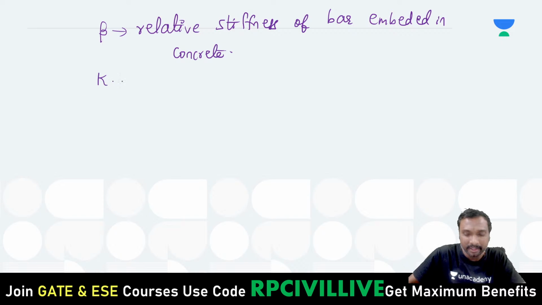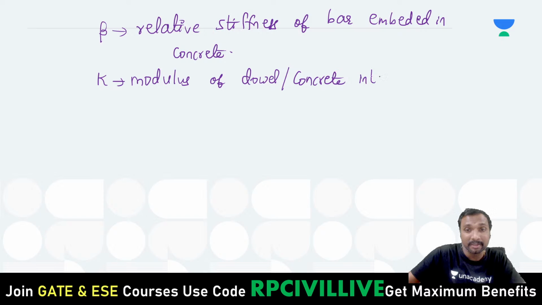What is the K, you can say? K is nothing but your modulus of dowel or concrete interaction. It is not the modulus of subgrade reaction. You have to be careful. It is not that modulus of subgrade reaction. It is different, right?